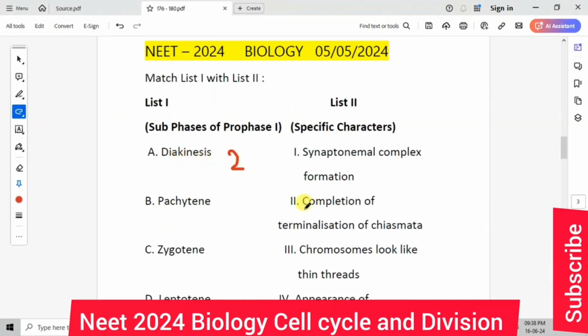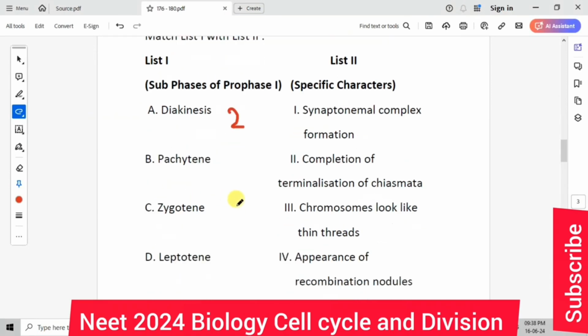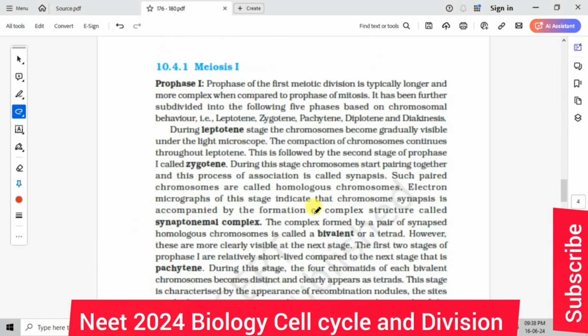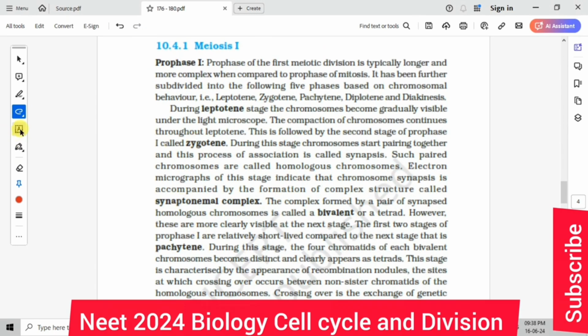Match the following. Diakinesis is 2, completion of terminalization of chiasmata. Next, pachytene. It is 4, appearance of recombination nodules. Next, zygotene. It is 1. Synaptonemal complex formation happens in zygotene. Next, leptotene. It is 3, chromosomes look like thin threads. So finally, the answer is 2413. It is option 2. Next, you can see meiosis, the process according to the question and the NCERT here from the lesson known as cell cycle and division.